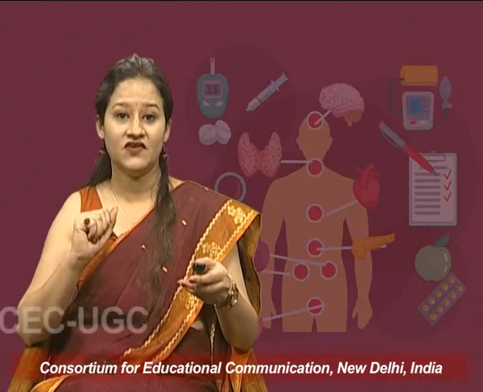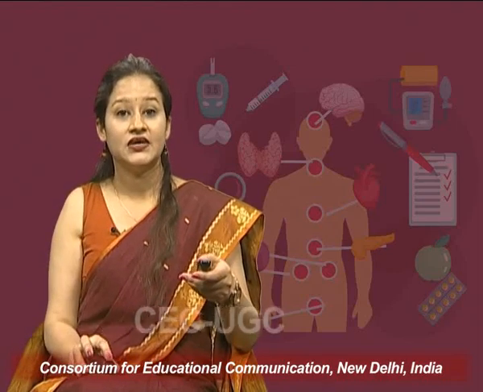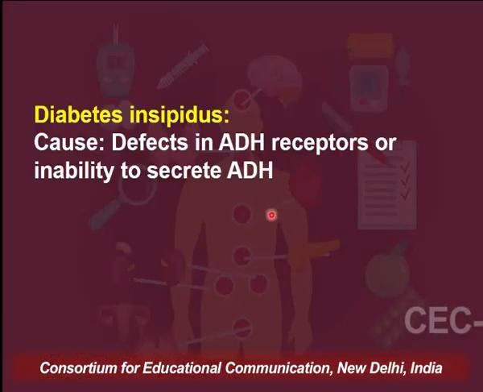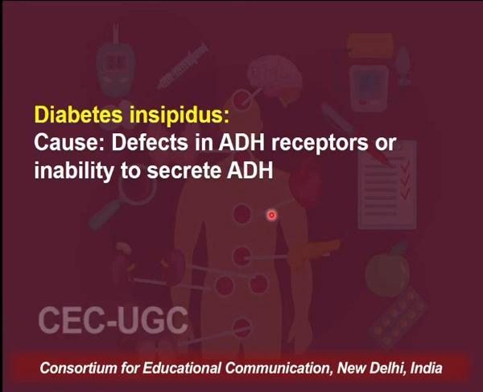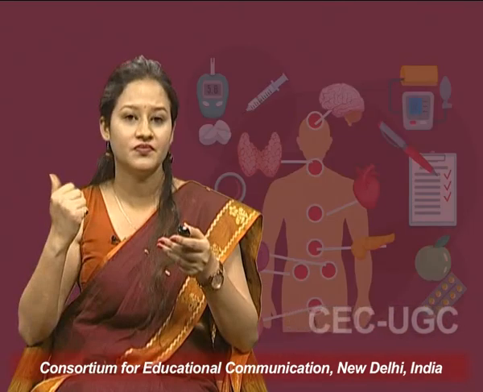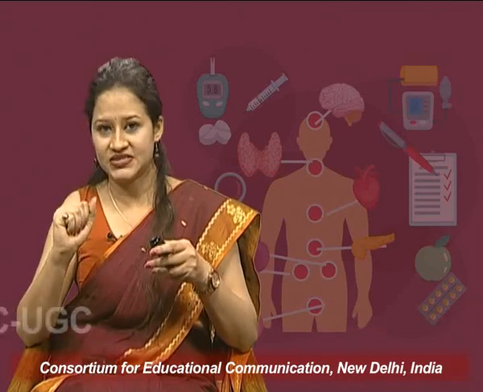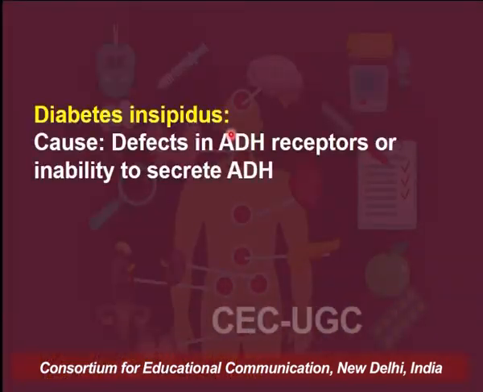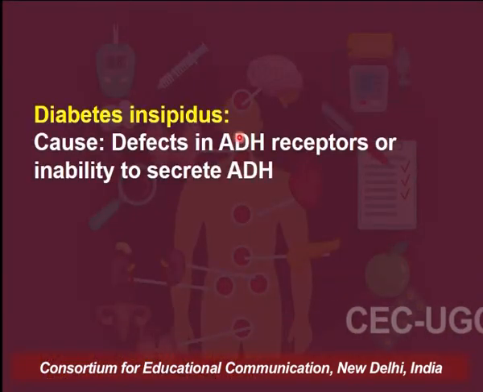Now let us have a look at a disease caused by the hormone of the posterior pituitary. Till now we have discussed the disease associated with growth hormone, a hormone of the anterior pituitary. Now let us talk about vasopressin. There is a disease named diabetes insipidus. I hope you must have heard of this disease.